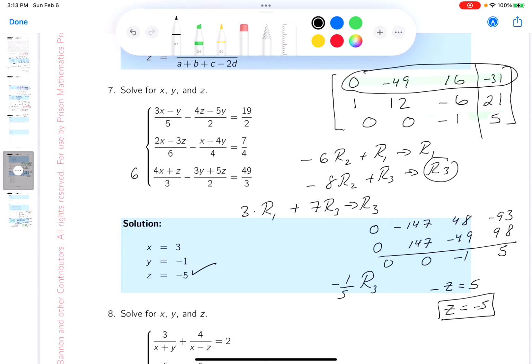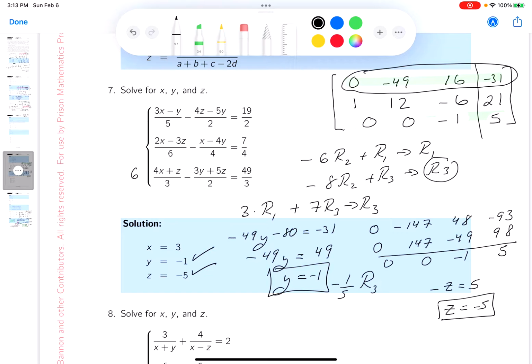I'm going to move to this row here. Someone says, why use that row? I can actually use z in that row to find out what y is. So I get minus 49y. And now minus 5 times 16 is minus 80, equals minus 31. So minus 49y, well, I'm going to add 81 to both sides, and that would give you 49. So what's y? y is minus 1.